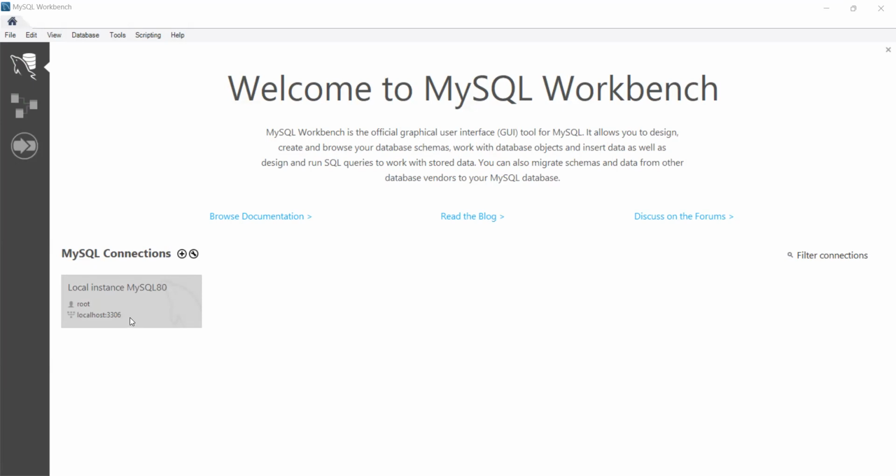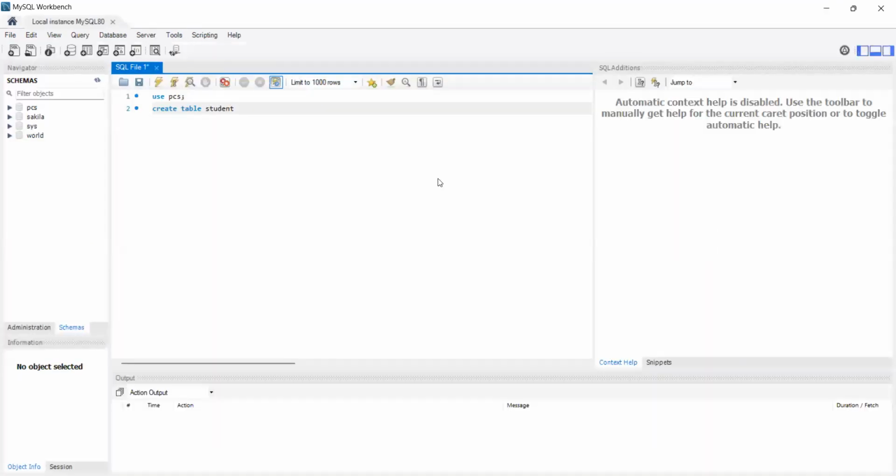When you create a password for that particular localhost connection, please remember it, because every time you open MySQL Workbench, it asks you to input the password. If you store it in your Google account, then there is no need to input that password again and again. Just like that, I click on it and it opens my MySQL Workbench. So that's the interface of MySQL.